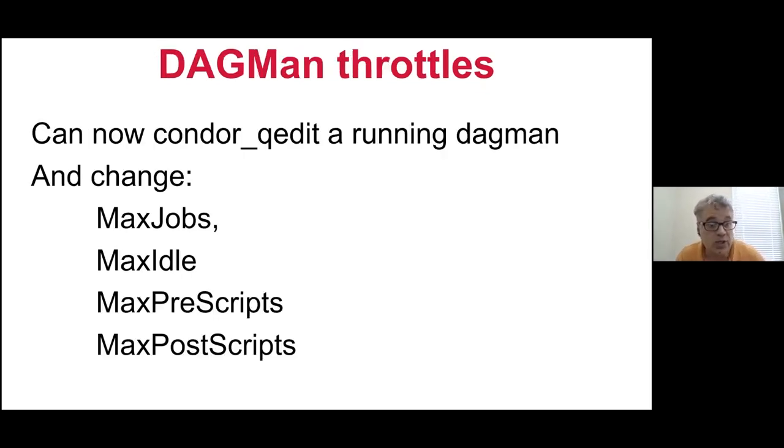Another user request has been that DAGMan throttles are now dynamic. So DAGMan has always had these throttles that you could specify the maximum number of jobs that are running, that are idle in the queue, and the pre and post scripts that can be running. Now, kind of the bad thing about these throttles was these were all static before, so you had to know what to set these to, and invariably you'd get them wrong because you didn't know. Now, the Condor QEdit tool can change these, and DAGMan will update in real time, which is really handy because you don't know that you're running too many prescripts until you are.